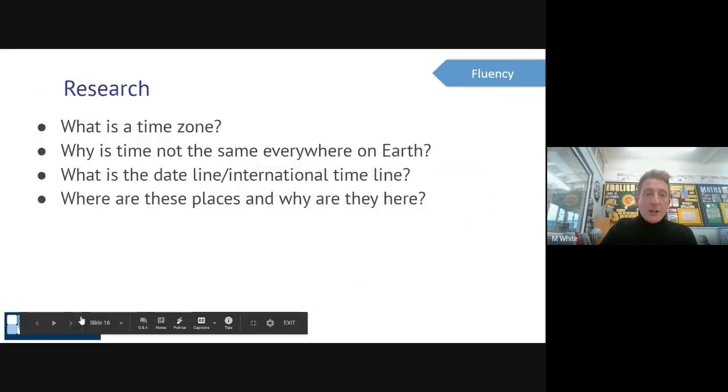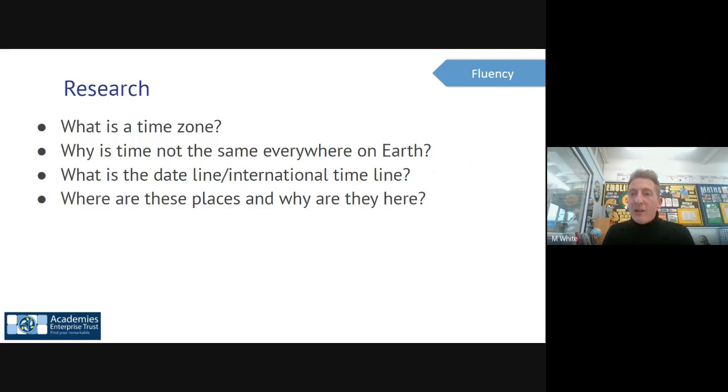Once you've done that, I'd like you to research some of these things here. So what is a time zone? Again, think back to that lesson with Mrs. Wood that you did about hemispheres, and you looked at the different lines of longitude and latitude on the Earth, and that will really help you with that question. And again, it is research, so anything you find, try and put into your own words, because that will really master your understanding. Next question, why is time not the same everywhere on Earth?